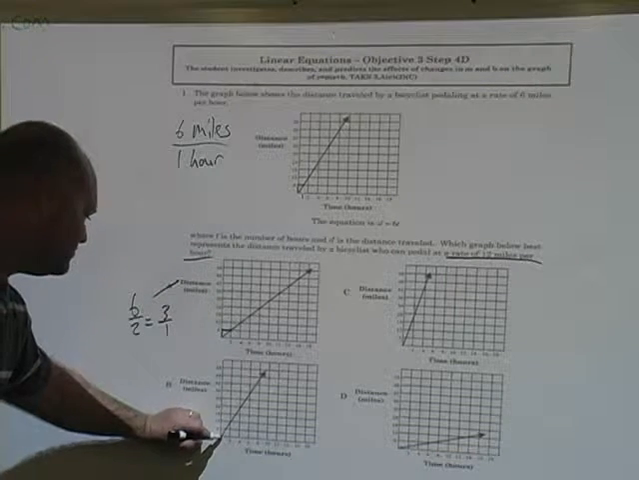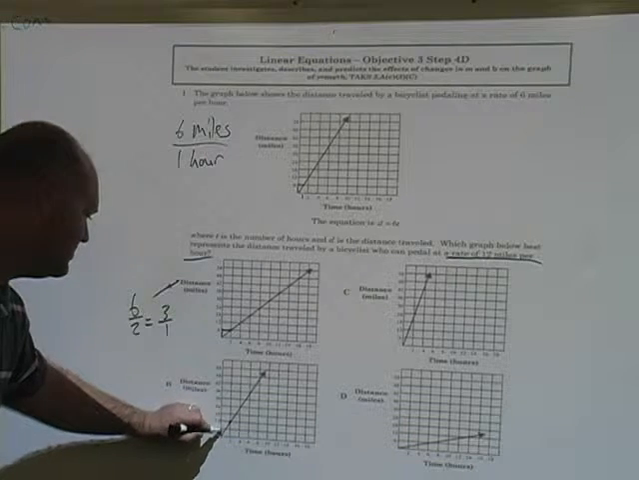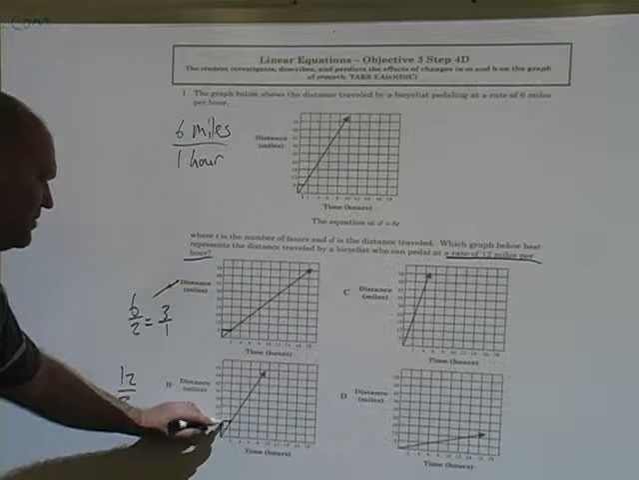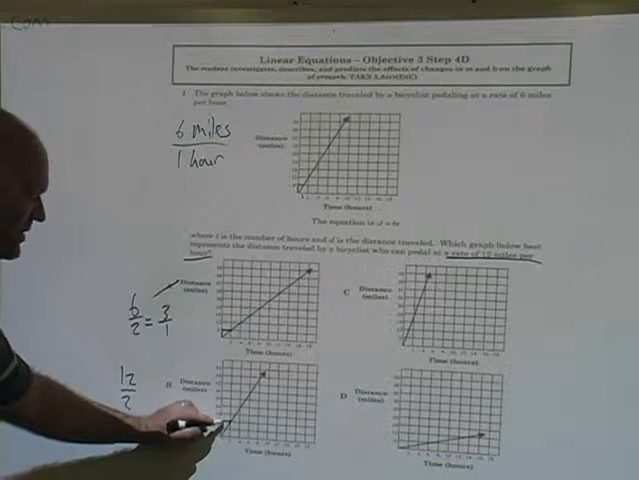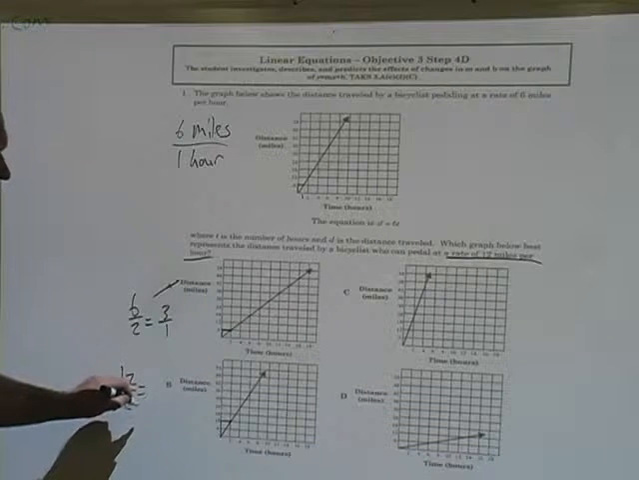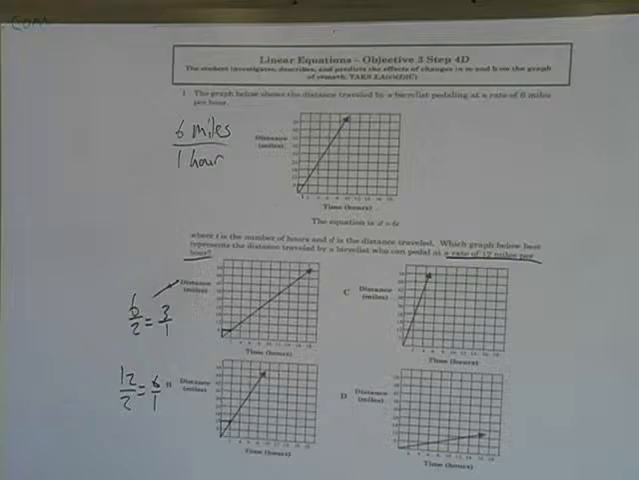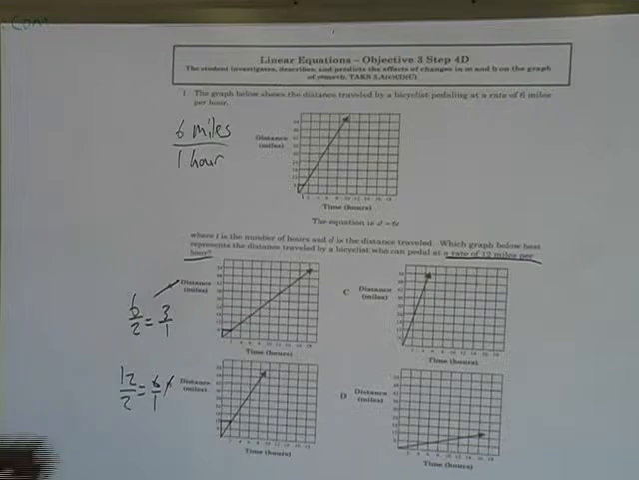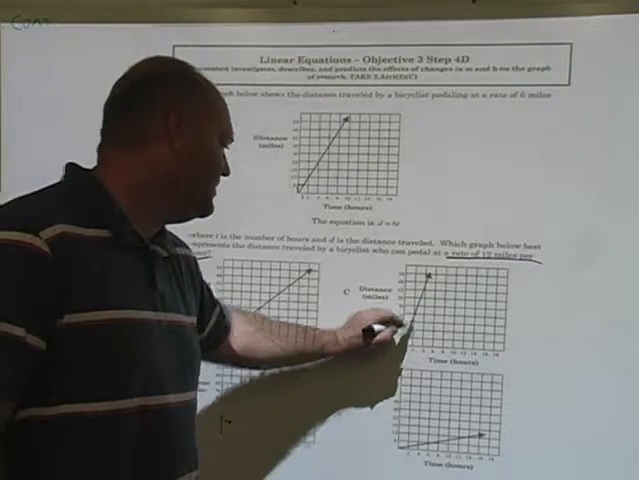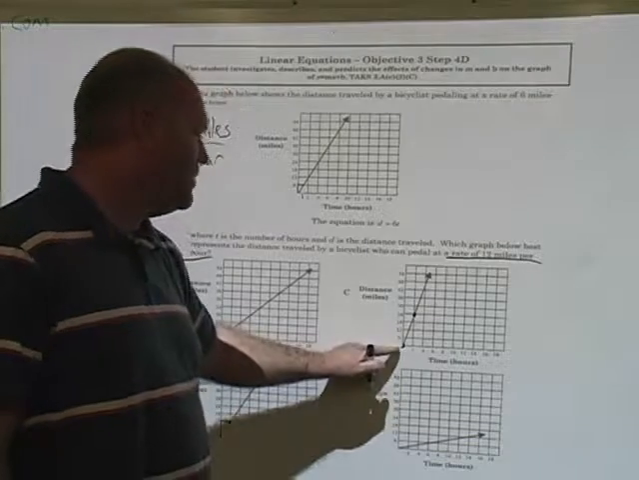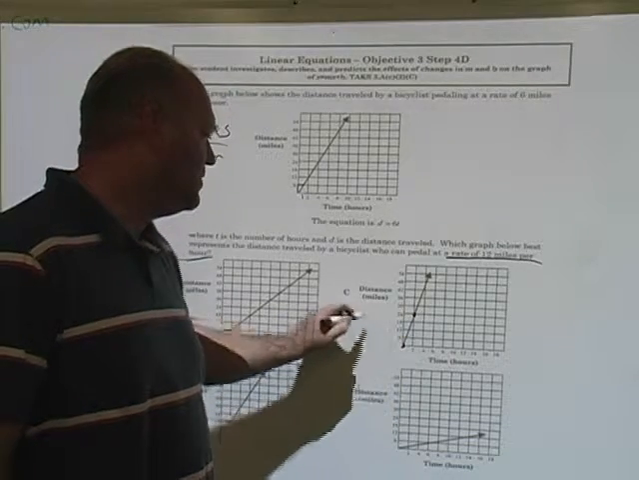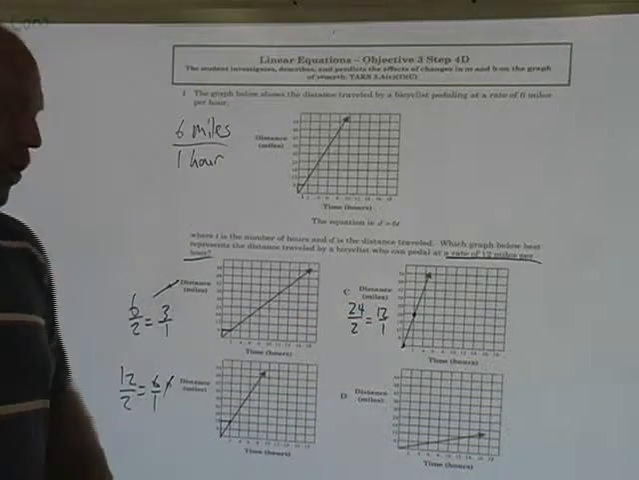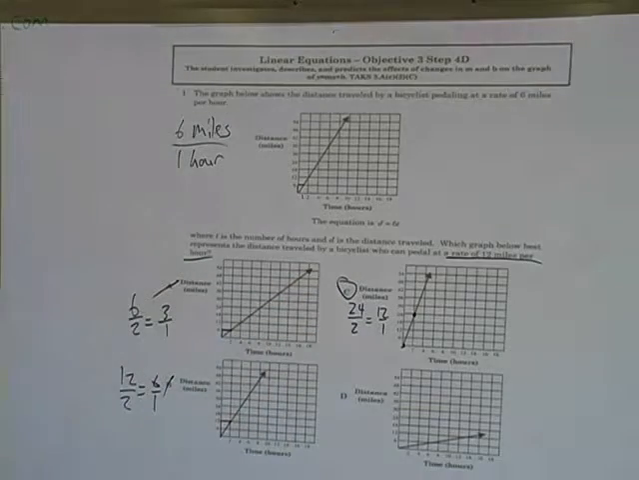This one, 12 miles in 2 hours. Okay, look at your graph. Goes up to 12 in 2 hours. That reduces to 6/1, so that's wrong. Remember, we want 12 miles per hour. Answer C, look at that one. It goes up to 24 in 2 hours. That reduces to 12 miles per 1 hour. So that is the answer.